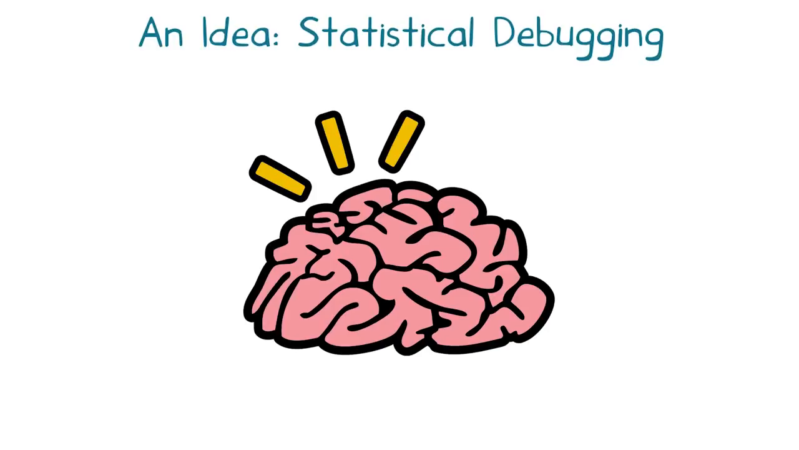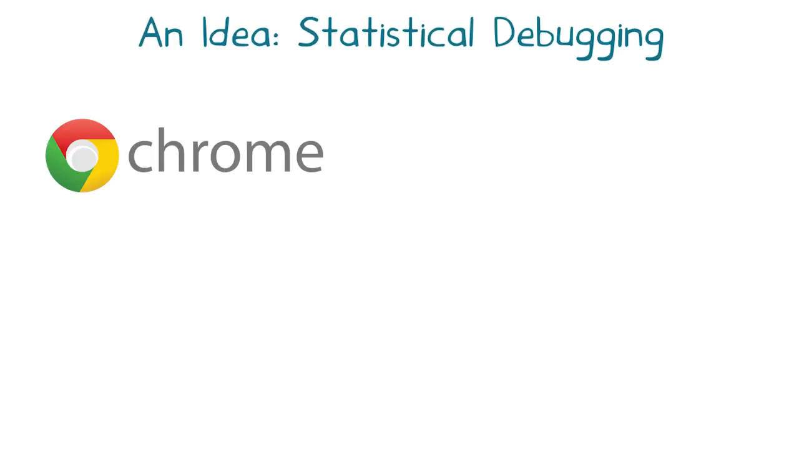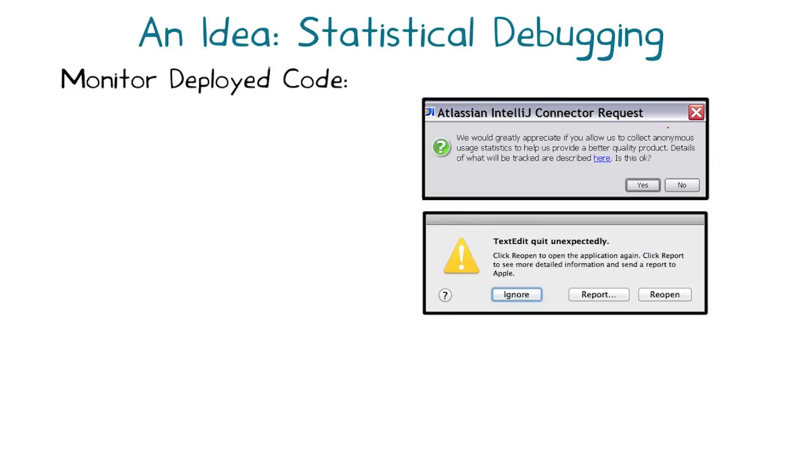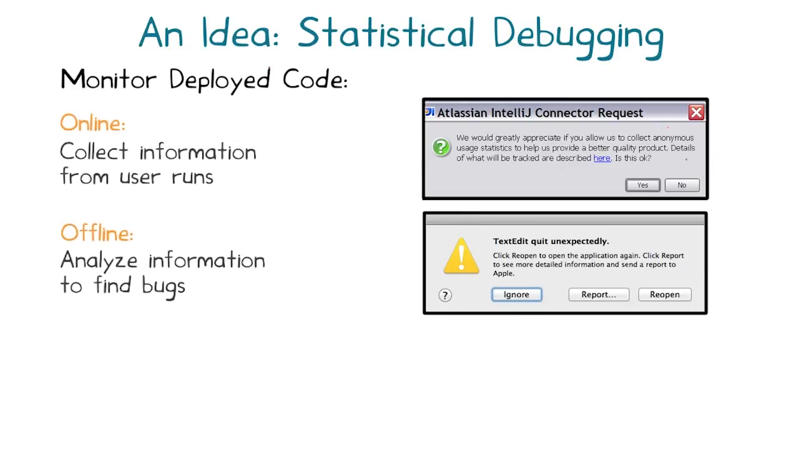When you have installed software such as Chrome or even an operating system such as OS X or Windows, you have likely seen messages like these. Messages asking for your permission to send usage and crash reports to the company developing the software. Reports like these are an essential element of statistical debugging. The idea is to use data from actual users' runs of deployed code. This process has two stages, one online and the other offline.